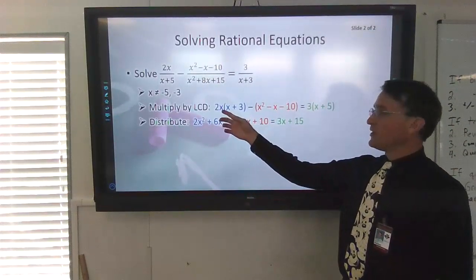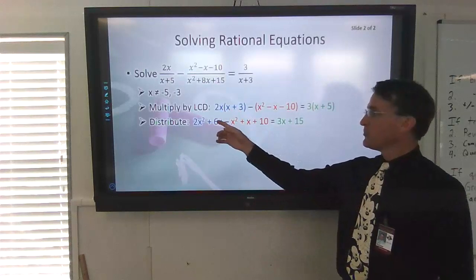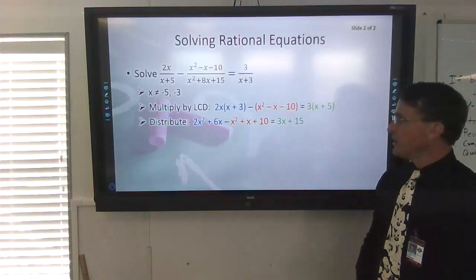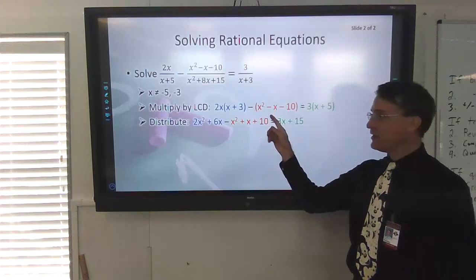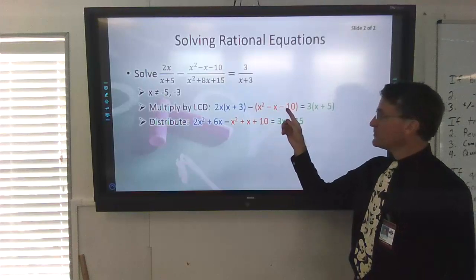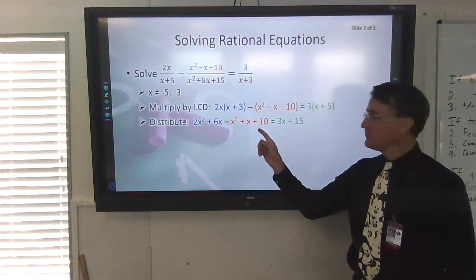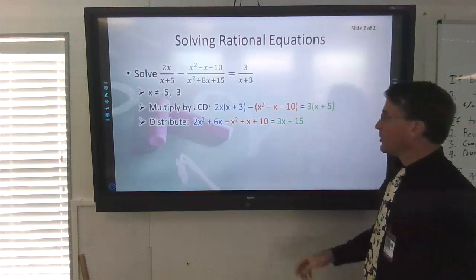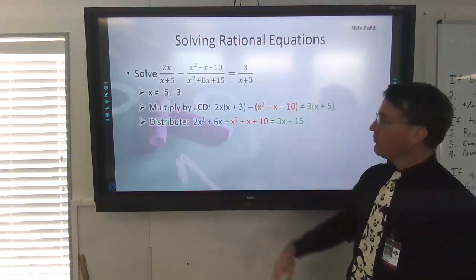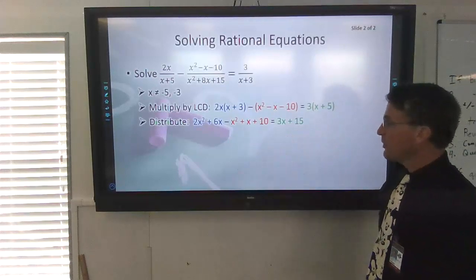So when I distribute, that's going to give me 2x squared plus 6x minus my x squared plus x. Remember to distribute that negative sign out. And then I have a negative times a negative 10, which is a positive 10. And then over here, when I distribute, I get 3x plus 15. I'm going to combine all of my terms on each side of the equation.